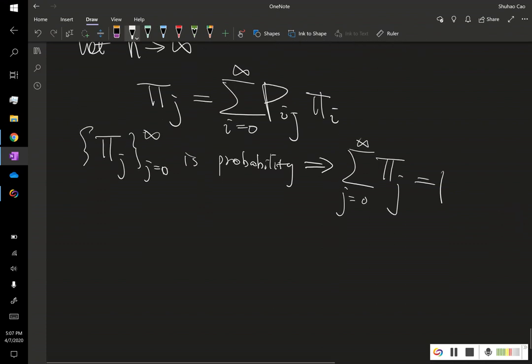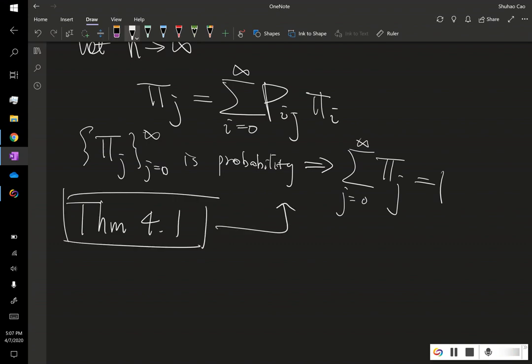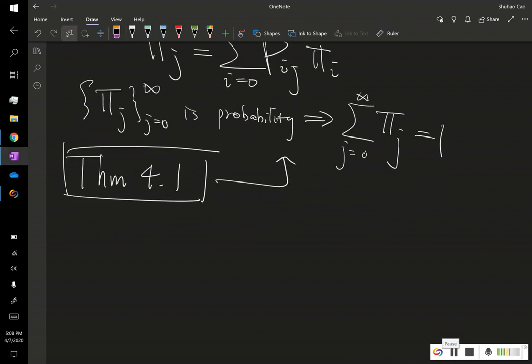And this is our theorem 4.1 on textbook. In the rationale just now, we used a finite state Markov chain, but I want to say that theorem 4.1 in general applies to infinite state Markov chains.